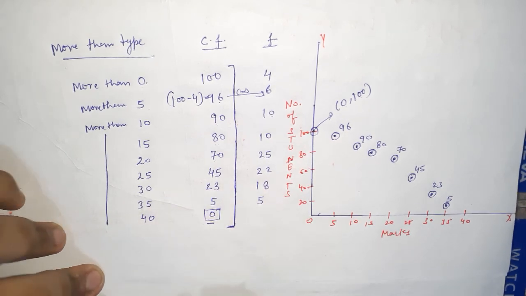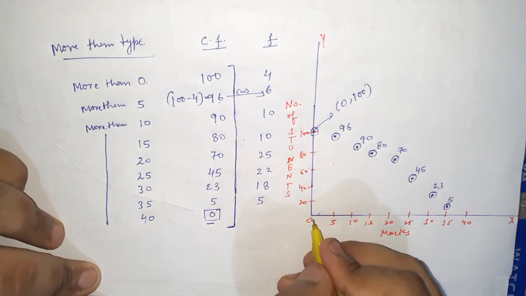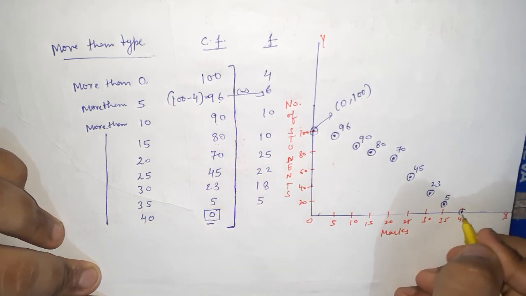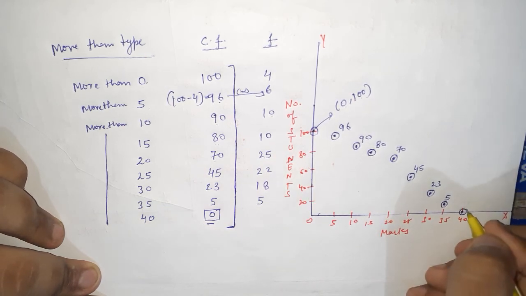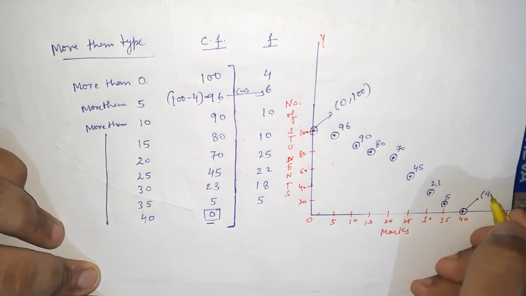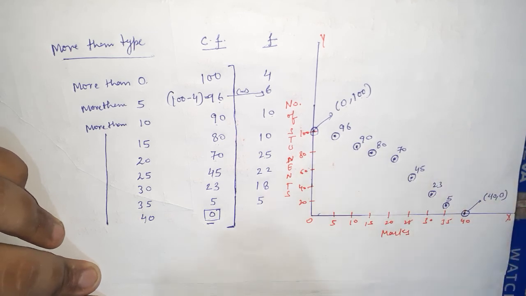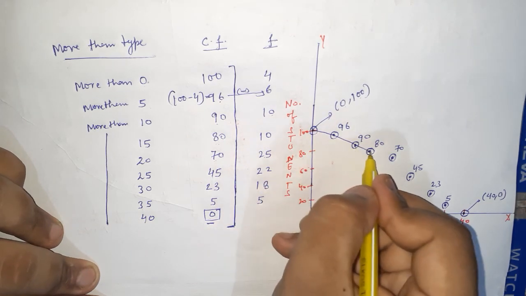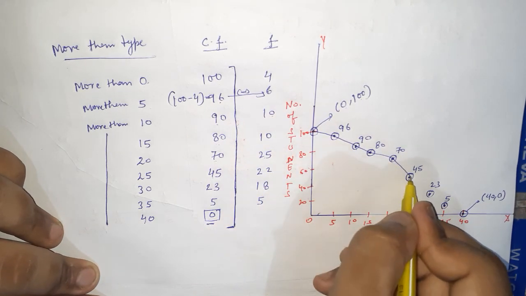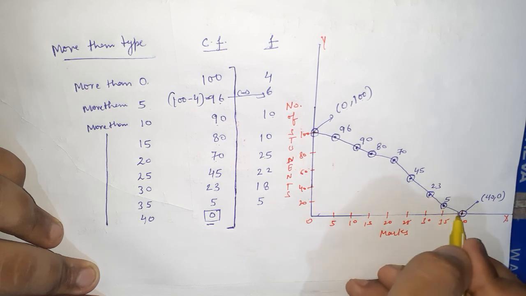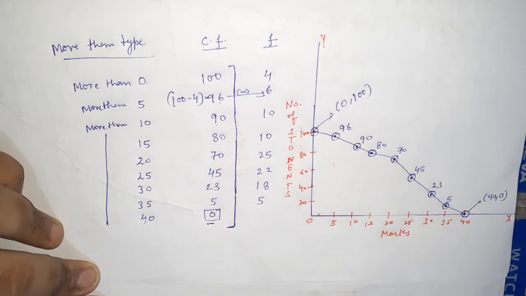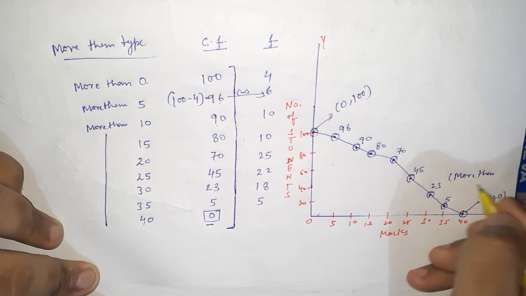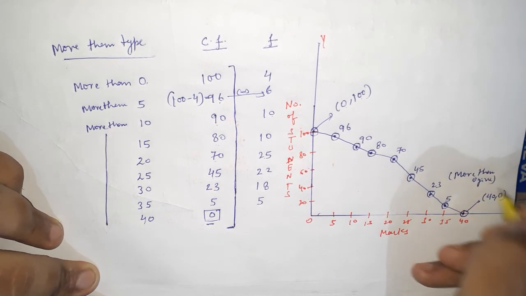Sir, what should be done with this 0? So simply, we'll plot the 0 value at 40, 0, that means here. Again, abscissa and ordinate value 40, 0, so it will be here. Clear? Now we'll join it. As you can see, this is called a more than ogive. Simple. So we have got both the ogives.